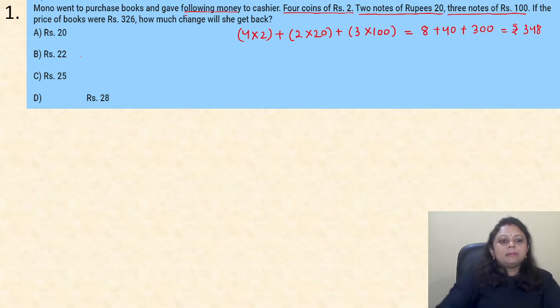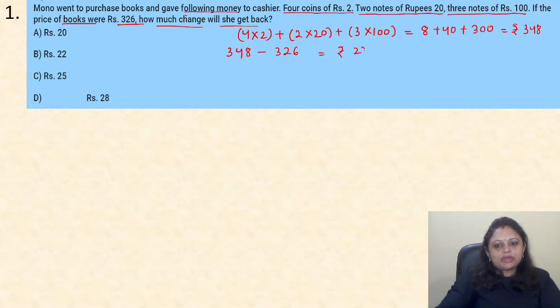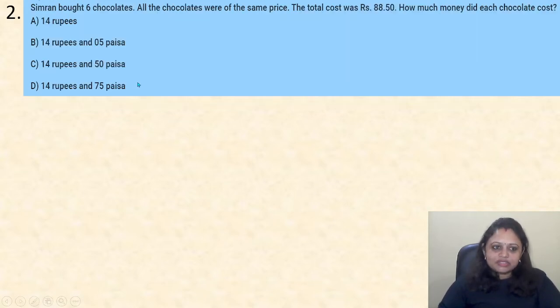Next, the price of the books was rupees 326. How much change will she get back? That is rupees 348 minus rupees 326. So that is equal to rupees 22. Got it? And it is present in option B. That's why the correct answer is option B. Right? Coming to the next question.